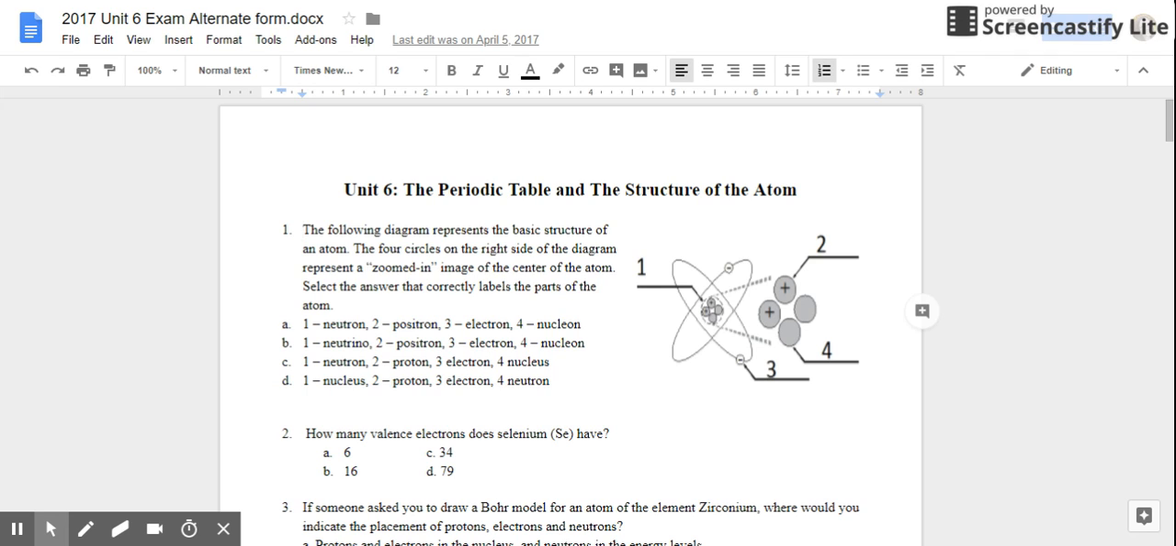Hi, let's start our Unit 6 test. Okay, so the periodic table and the structure of the atom.